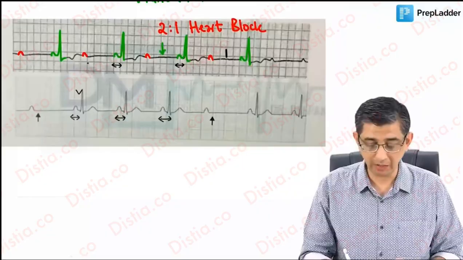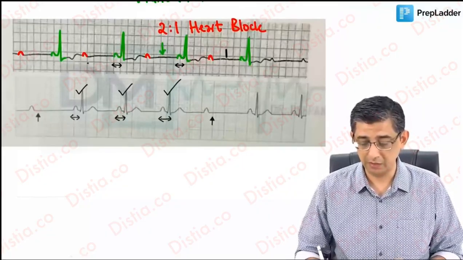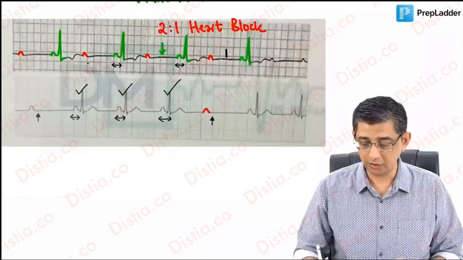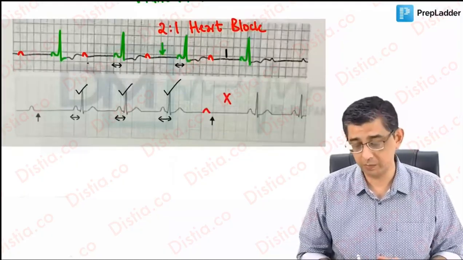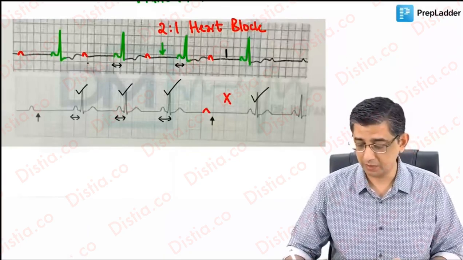So I am saying conducted, mark my words there: conducted wave, conducted wave, conducted wave. Then there is a P wave occurring in this case that I marked in red, and this is not conducted inferiorly. That is why there was a missed beat. Again, I'm highlighting that there are a couple of waves which are going to be conducted.